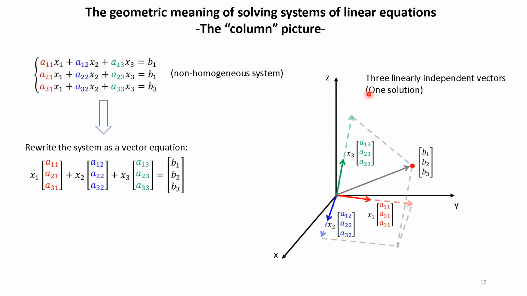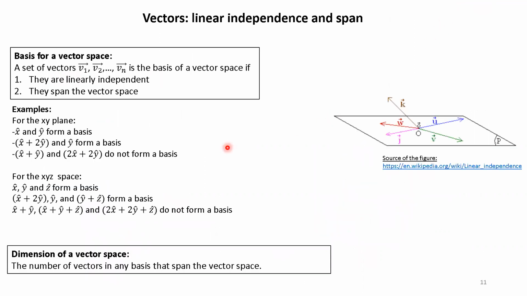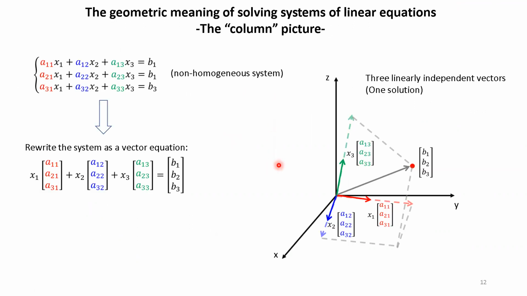So that's so much about the definition, but these are all quite intuitive: linearly independent, basis. Now let's get to the 3x3 cases. Here I have three equations, three unknowns, and again, a non-homogeneous system.